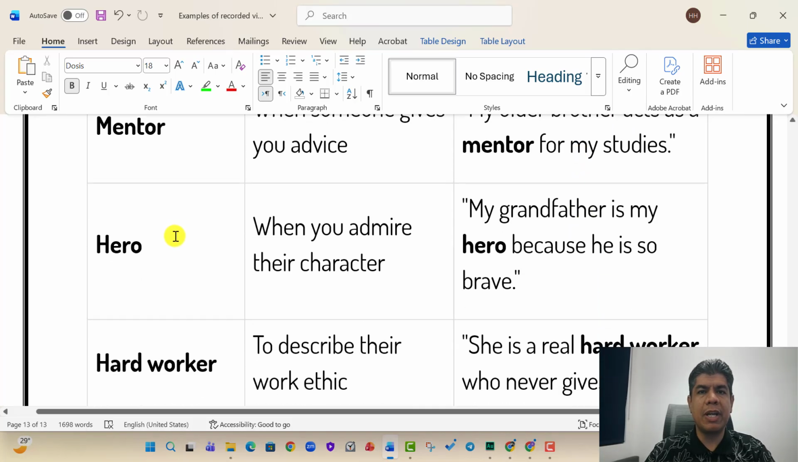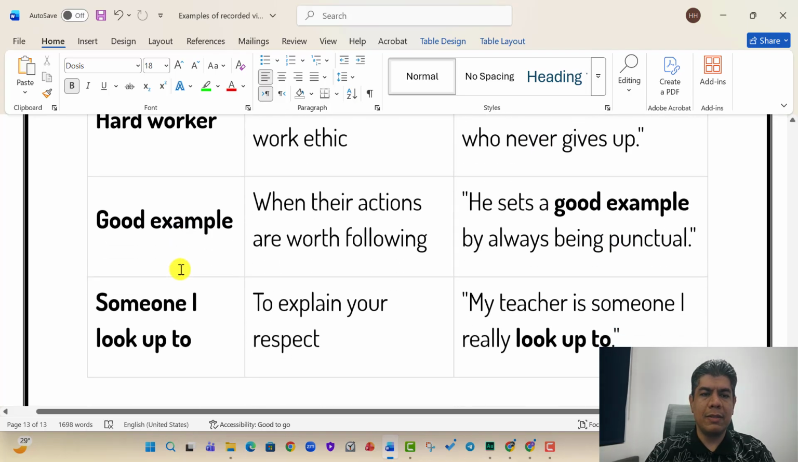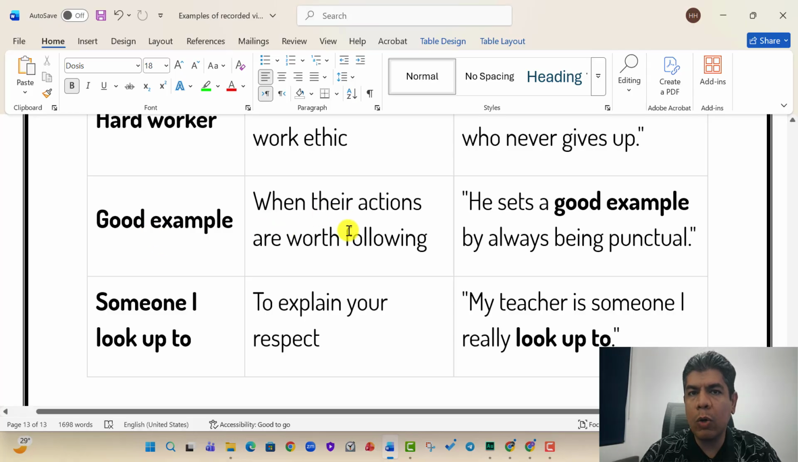Now, here we go. Hero. When you admire their character. For example, my grandfather is my hero because he's so brave. Let's check the next one. Hard worker. To describe their work ethic. She is a real hard worker who never gives up. And take a look at two more. Good example. When their actions are worth following. He sets a good example.